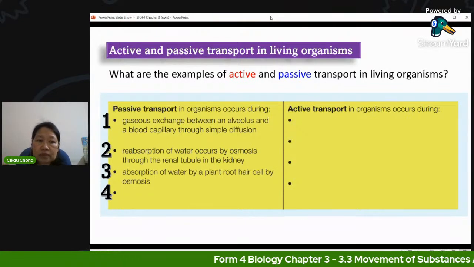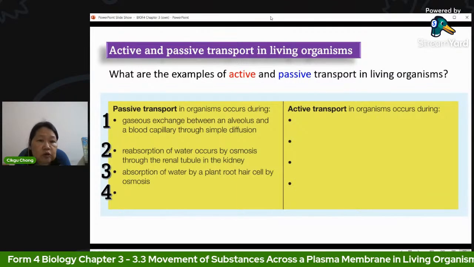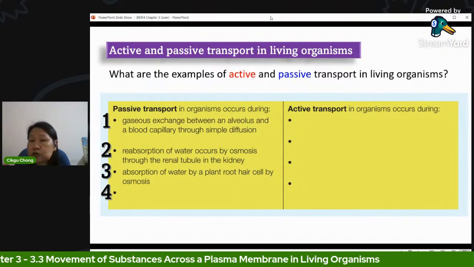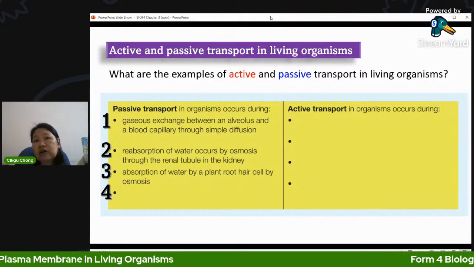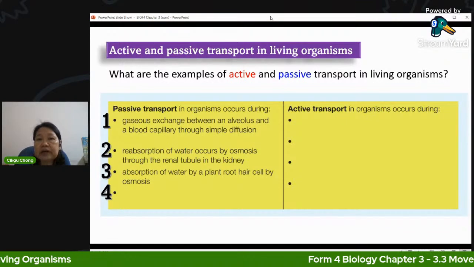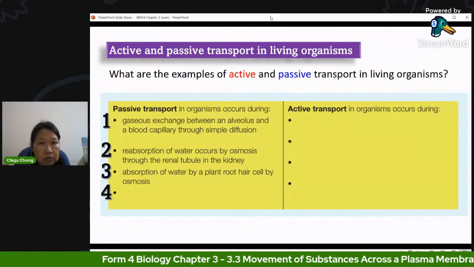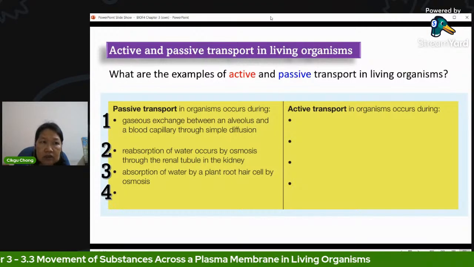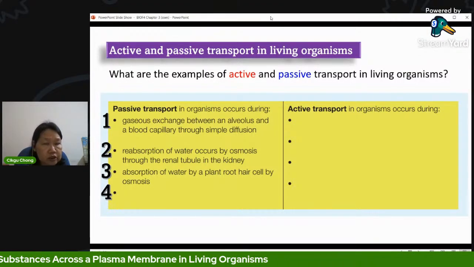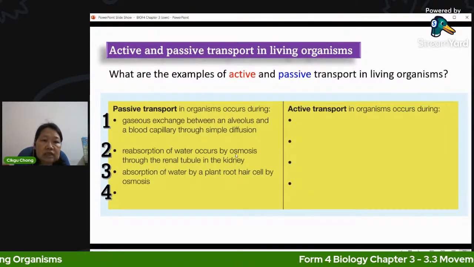Next, absorption of water by plant root hair cell by osmosis. This one is also osmosis. As long as it has to do with absorption of water, whether reabsorption or diffusion, as long as it is water movement, if you remember your previous lesson 2 weeks ago, any movement of water molecules is through osmosis. It's through osmosis, nothing else. Don't talk about simple diffusion, don't talk about facilitated diffusion or active transport. It is always osmosis when you talk about diffusion of water.